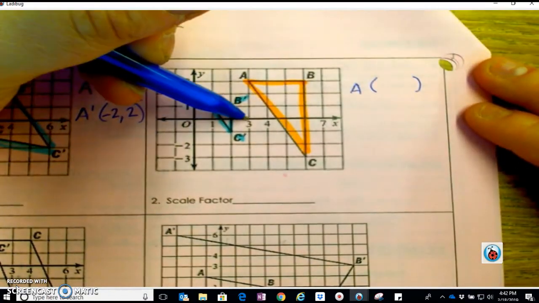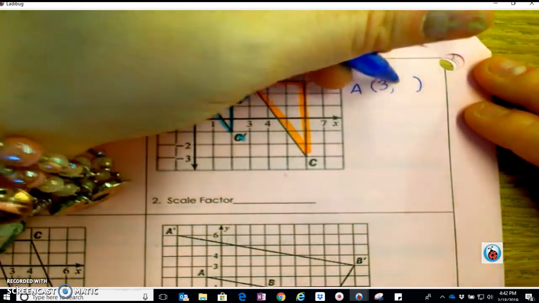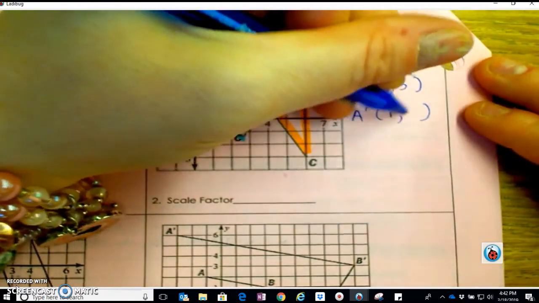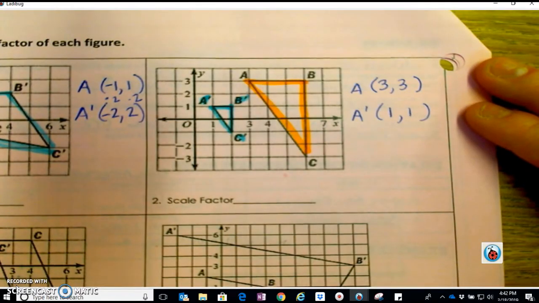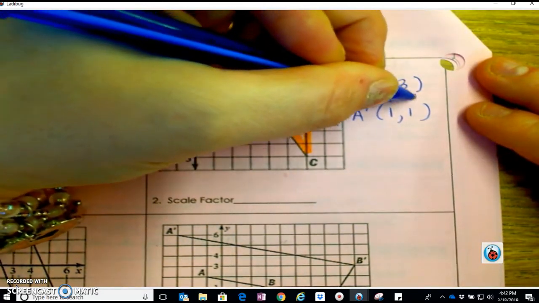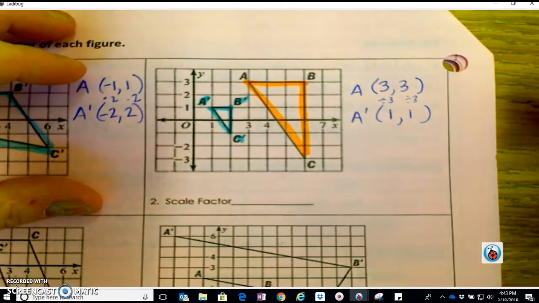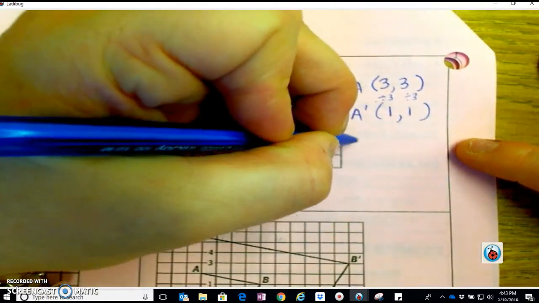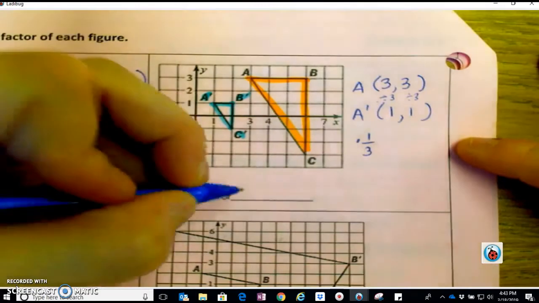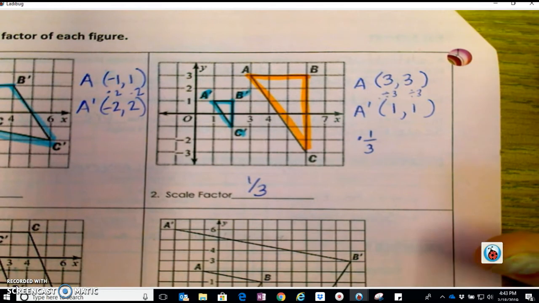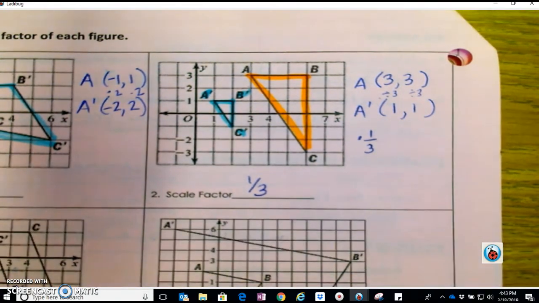All right. So A is 3, 3. And I want to compare it to A prime because that's what I'm looking at, how it changed. 1, 1 is A prime. All right, so I went from A to A prime. Well, I had to divide it by 3. But remember, scale factor is multiplied by the x and y value. So instead of dividing by 3, it's the same as multiplying by 1/3. So my scale factor is 1/3. Alrighty, go ahead and pause the video, try numbers 3 and 4 on your own, and we'll check back in.